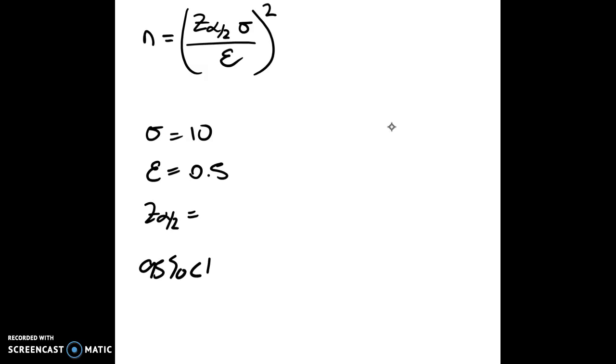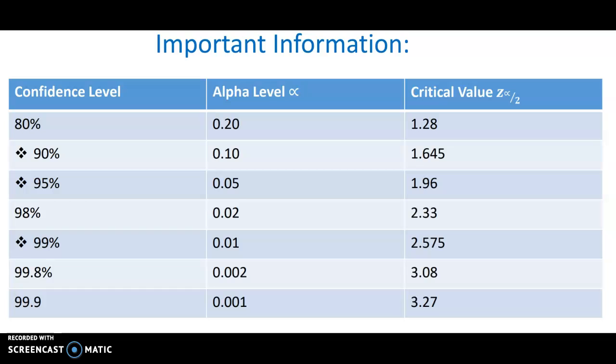Here's the formula we need to use, and they said that sigma was equal to 10 and the margin of error was equal to 0.5. But I also need to know what that z value is going to be. They gave me a 95% confidence level, and I'm going to use this to find my z-score. Here's my table, and we are looking for a confidence level of 95. Here it is, and there is the z-score. So 1.96 is the z-score that I need to use in my formula.